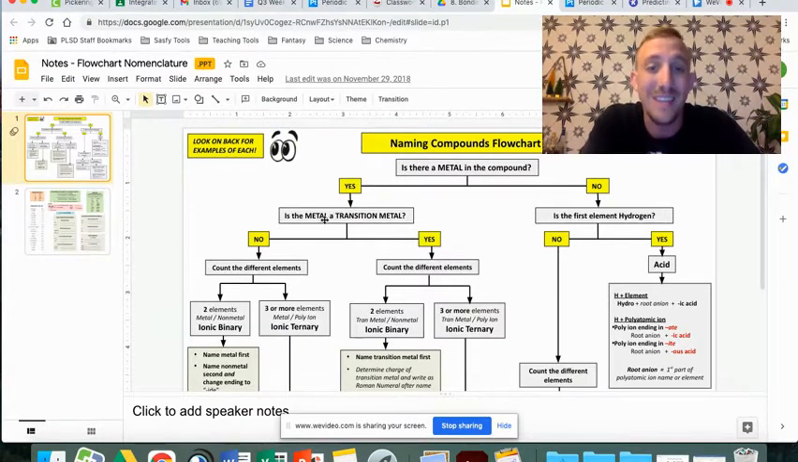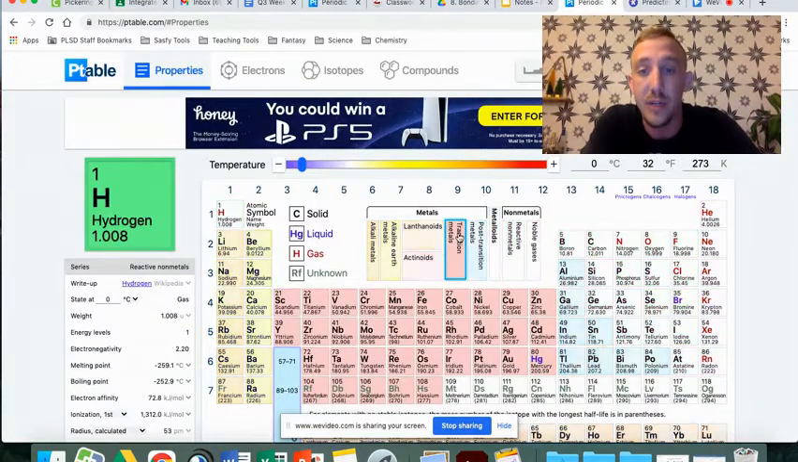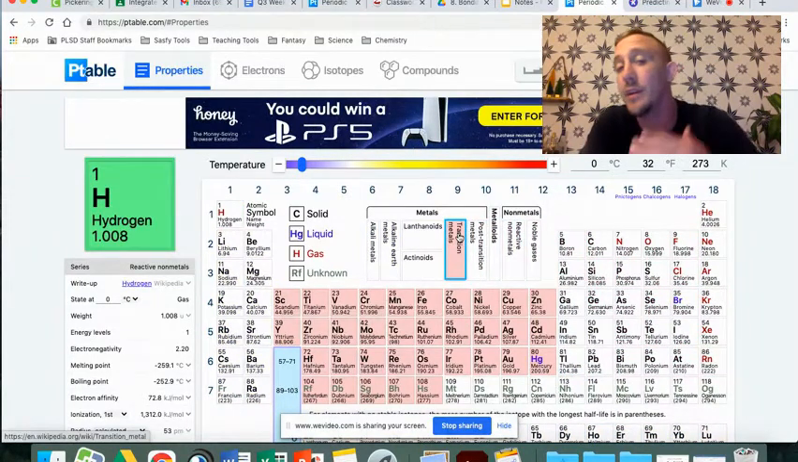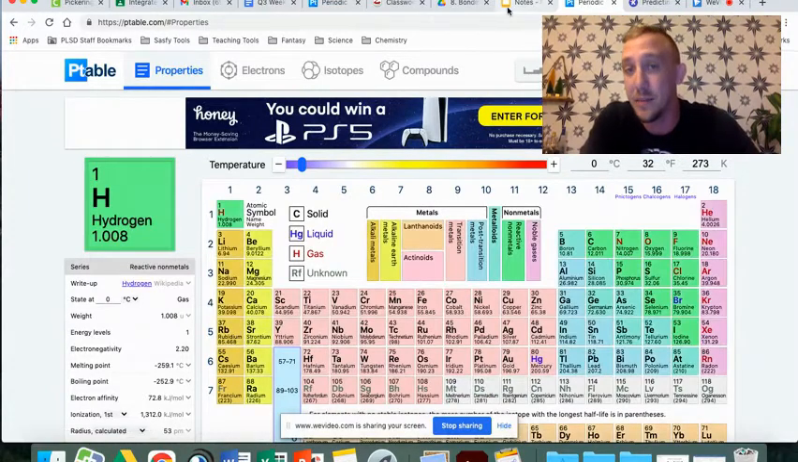Then the question was, is it a transition metal? And the answer was no. The reason is because our transition metals are these metals right here, and we did everything but these metals. We're not going to get to transition metals until Thursday, okay? What I'm going to introduce next is polyatomic ions, okay?